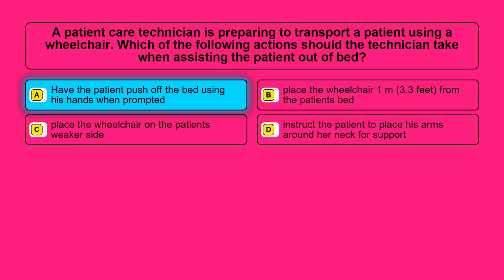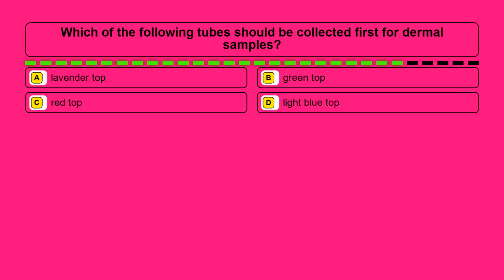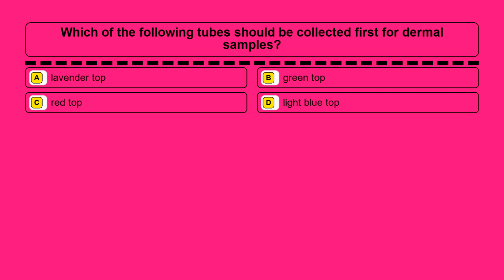The correct answer is option A, have the patient push off the bed using his hands when prompted. Question 68. Which of the following tubes should be collected first for dermal samples? Option A, lavender top. Option B, green top. Option C, red top. Option D, light blue top.